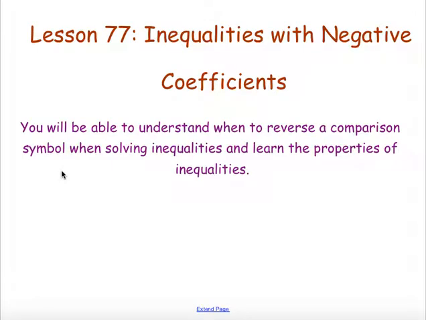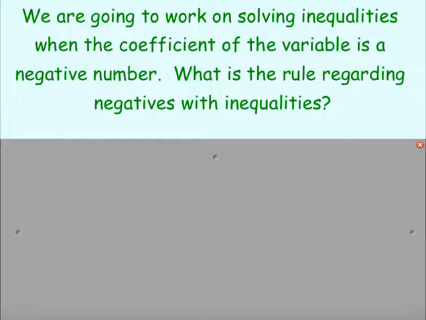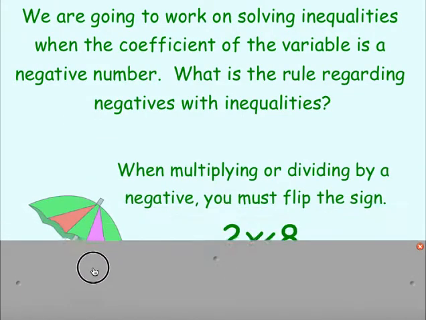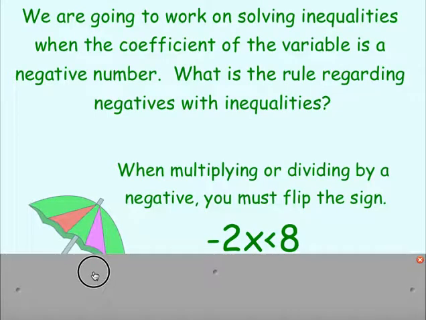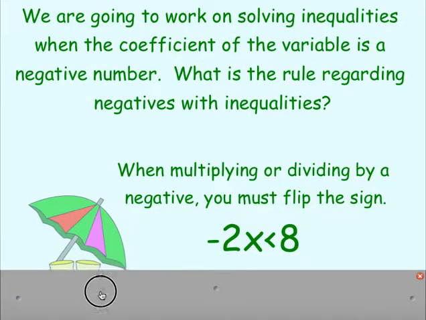Course 3, Lesson 77. We are working with our inequalities, but now we are looking at some negative coefficients and how to deal with those. When we're working with these negatives, when we just have equations, we don't think twice about it, but when we have inequalities with negative numbers, when we are multiplying or dividing by a negative, we must flip the sign.